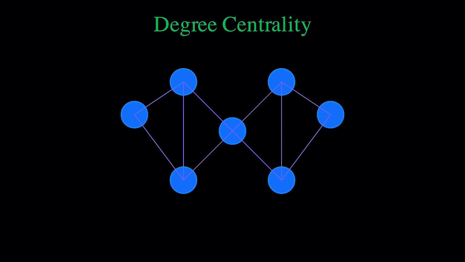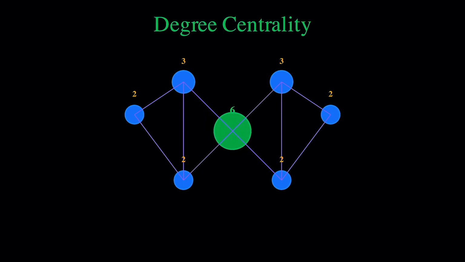The simplest measure is degree centrality. It just counts how many edges connect to each node. More connections means more central. In a social network, the person who knows the most people has the highest degree. It's intuitive. The most connected node is often the most important. But connection count isn't everything.